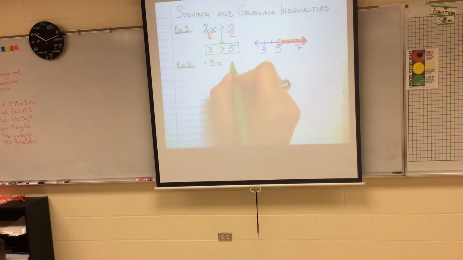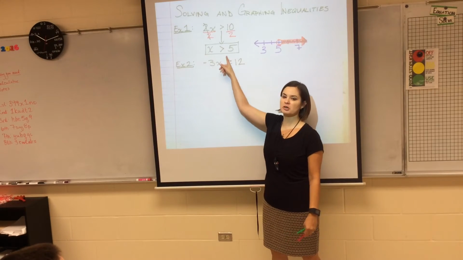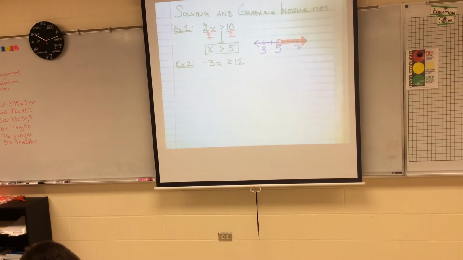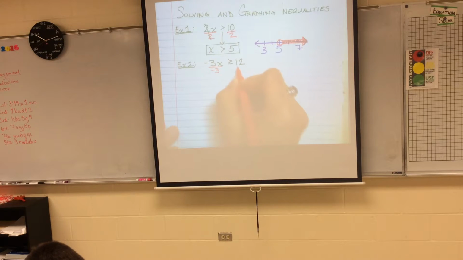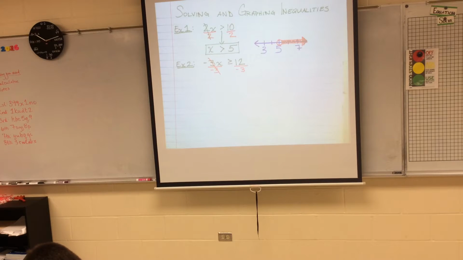Example 2, I have negative 3x is greater than or equal to 12. So again, I'm multiplying. Negative 3x means negative 3 times x. So what's the inverse of multiplying by negative 3? Divide. So I'm going to divide both sides by negative 3. So my negative 3's cancel, and I have x. And 12 divided by negative 3 is negative 4.